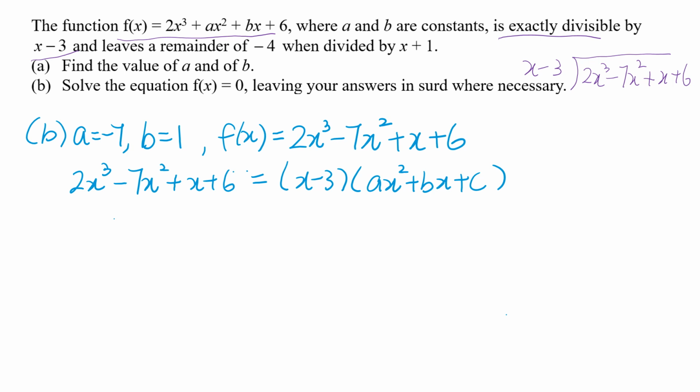If you take the first term in your linear factor and multiply it with your ax squared, that will always give you the first term in your cubic polynomial, assuming that you've arranged the order properly, the power from the biggest, 3, 2, 1, and constant. Constant means x to the power of 0. If you arrange it properly, then when you take x times ax squared, that will give you the first term of your cubic polynomial.